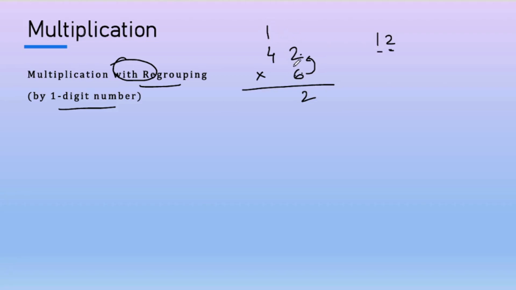Now 6 multiplied by 4, this is done. Now you multiply this one. 6 multiplied by 4 is 24, and then you add this carry forward. 6 4s are 24, plus 1 is 25. How will you write 25? Ones place 5 and then 2. So 25. So this is the example of regrouping with a one digit number.